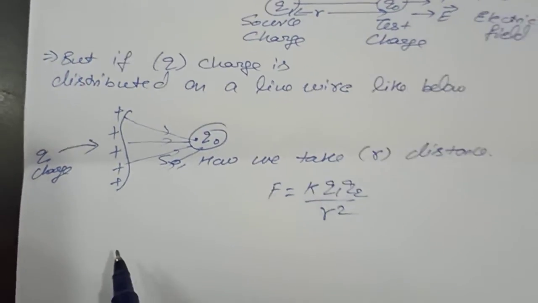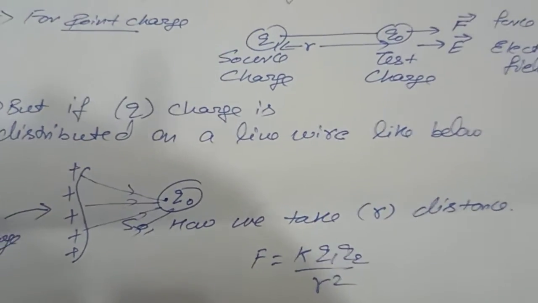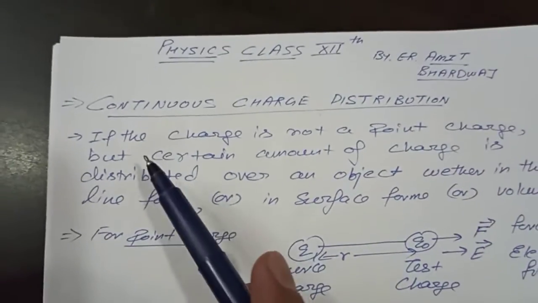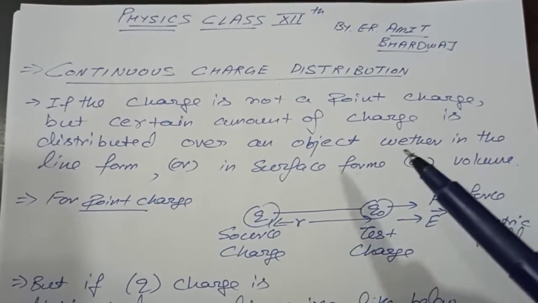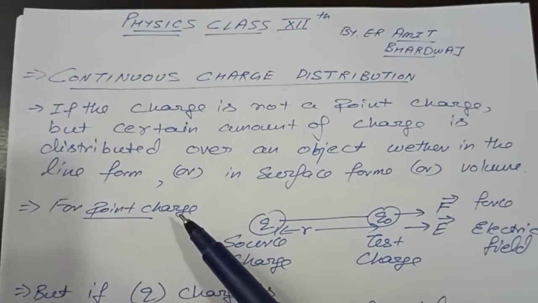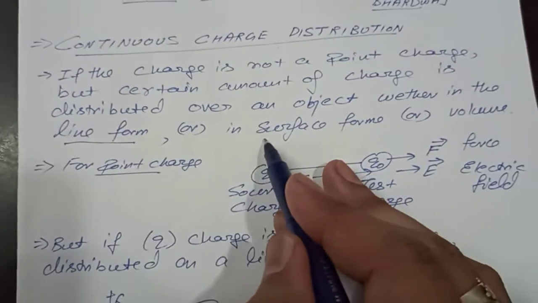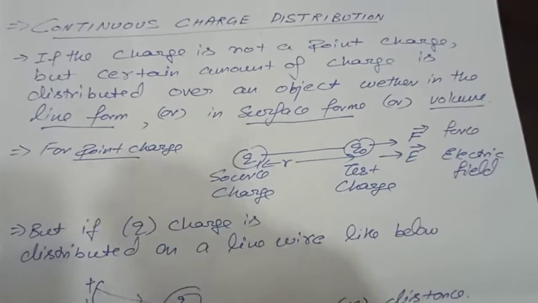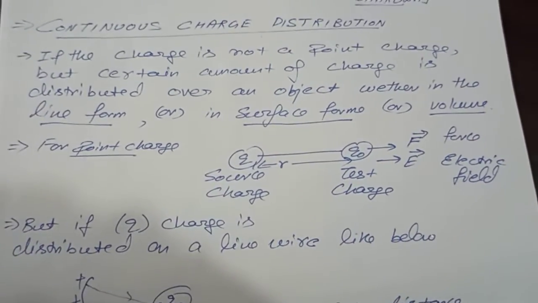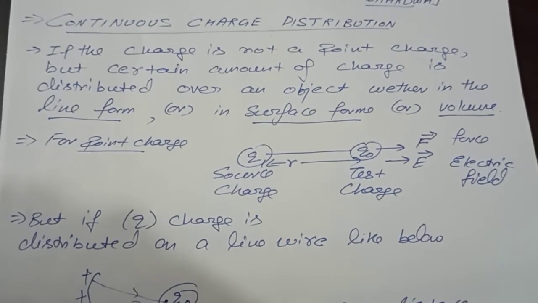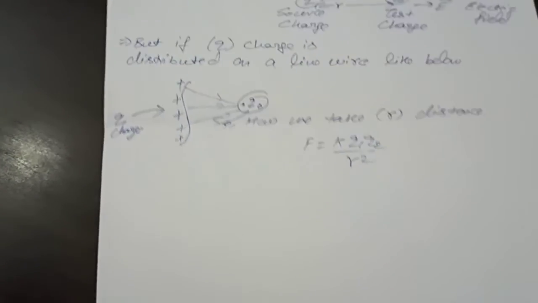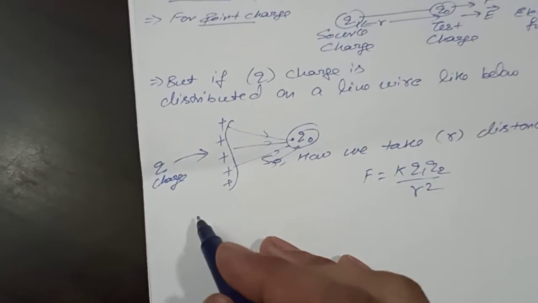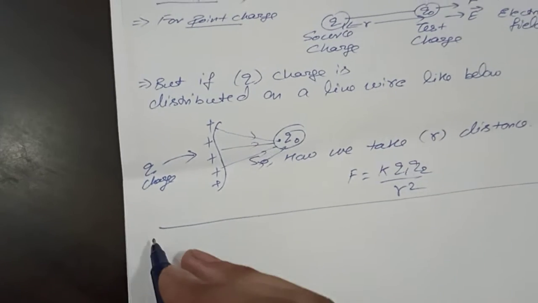So for this, the concept of continuous charge distribution comes. It says that if the charge is not a point charge but a certain amount of charge is distributed over any object, whether in the form of a line, a surface, or a volume, then we call it the concept of continuous charge distribution when we take all three together. But here we will take single cases and discuss all three individually.